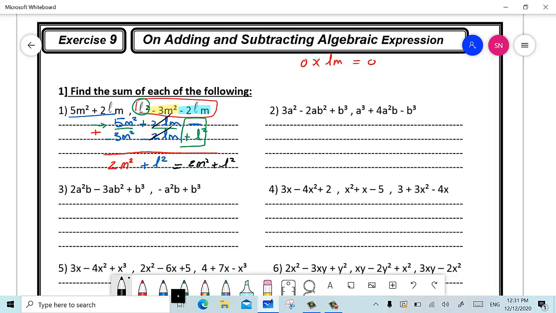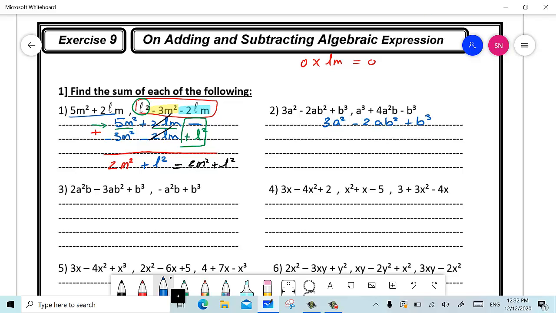And let's go now to see question number 2. Again, in question number 2, he wants me to find the sum of the expressions 3a squared negative 2ab squared plus b to the power of 3 and a to the power of 3 plus 4a squared b minus negative b cubed. So again, we said that the first thing we do is to write the first expression as it is, and it is 3a squared negative 2ab squared plus b to the power of 3.